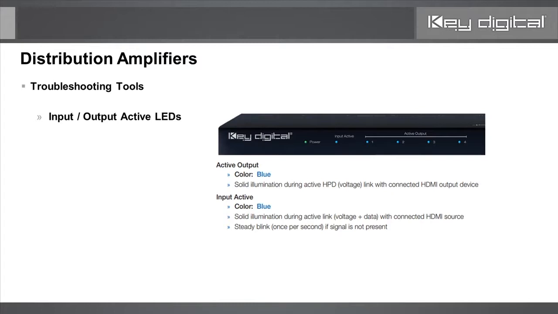And when it's on, in a healthy situation, that's based on an active hot plug detection voltage with a connected HDMI display. So the television turns on and it relays that voltage backward through us, and that's what's going to activate these LED lights. Nothing more, nothing less. The input active LED, again blue, will be solid when the video source is giving us voltage and data, an active link we call that. But you may also see a steady blink once per second or so if there is no signal. So if you do have voltage and data but no video or audio signal.